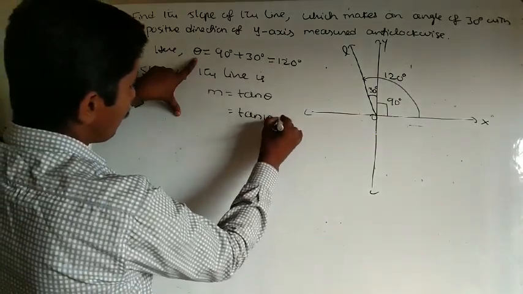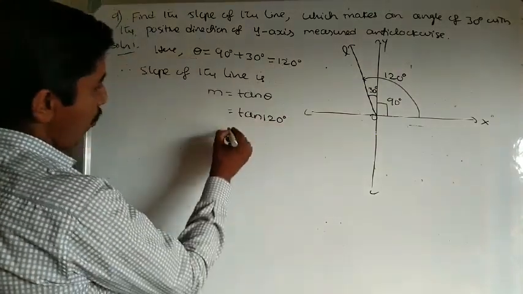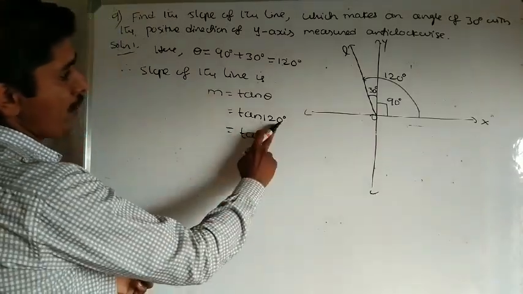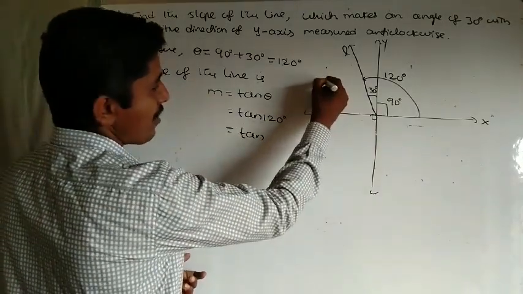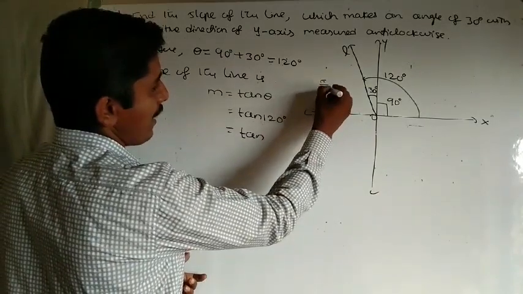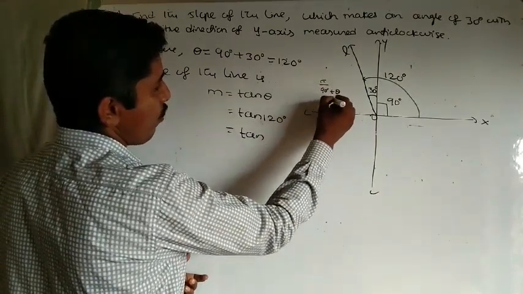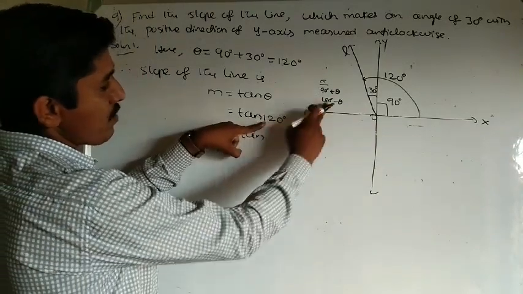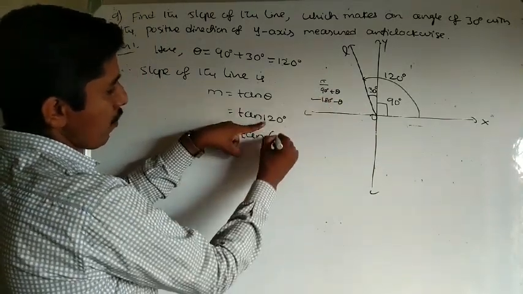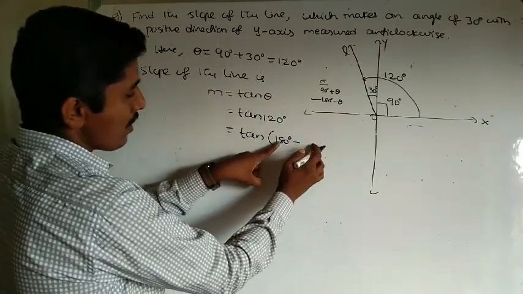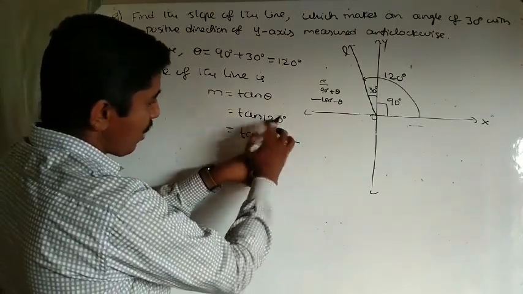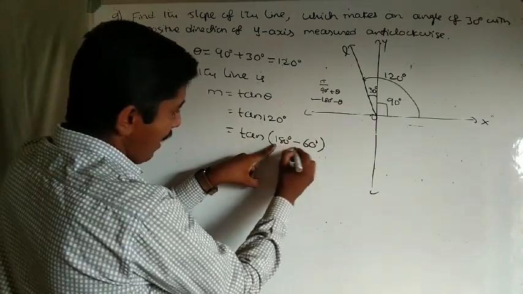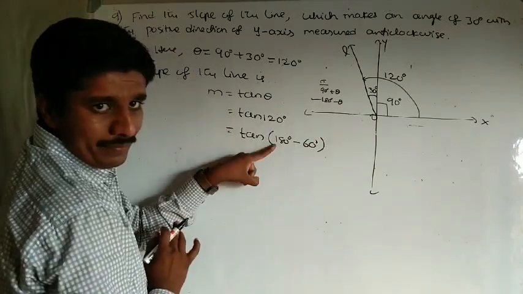120 degree. Correct. 120 degree lies in the second quadrant. For the second quadrant allied angle, you can take 90 plus theta, or you can take 180 minus theta. I am going to express 120 degree in terms of 180. 180 minus how much, subtracting from 180 to get 120 degree? Clearly 60 degree. Correct. This is 180 minus 60 equal to 120.